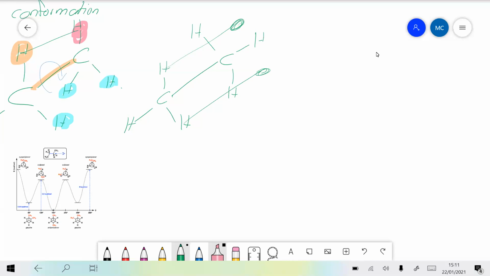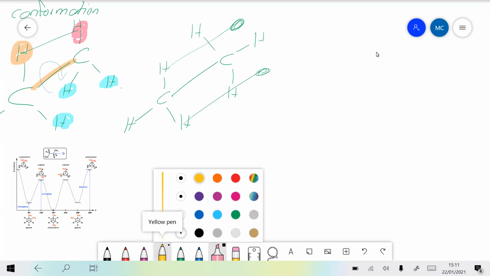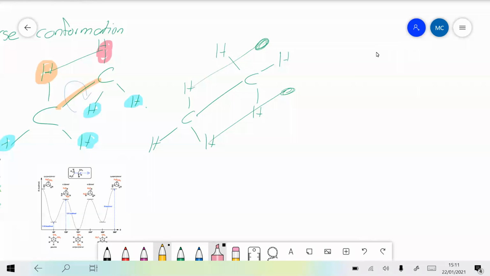Sawhorse, not seahorse, because that's the only thing I'm thinking of between me and myself at the moment. Seahorse, I love seahorses, okay?